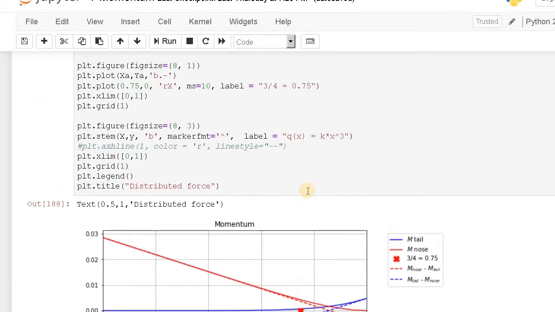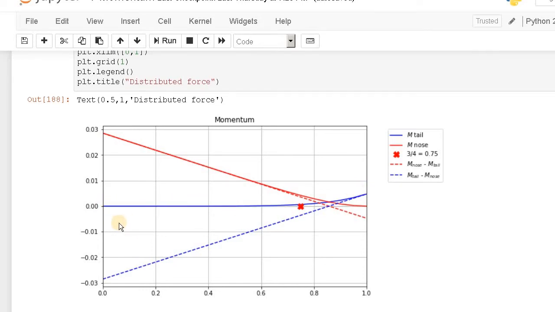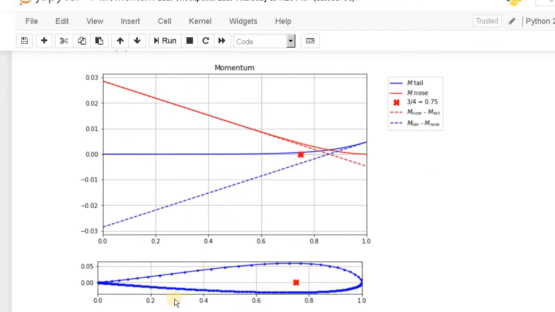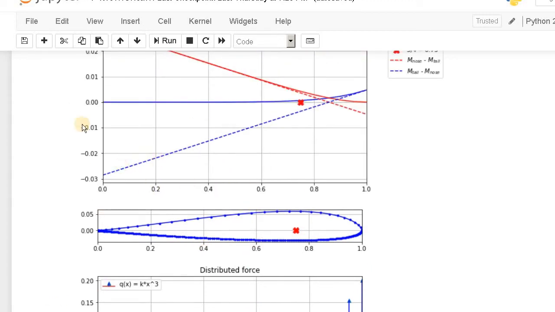So let's talk about the results. It's a bit messy, but actually it's very simple. The force acting on the tail section leads to the momentum, and this momentum is going to be different depending on the point at which you are looking at it. If I plot this graph, we're going to have the blue curve, with almost zero momentum. So this is the airfoil section, and this is the force distribution acting on this airfoil. I have a different force acting on each element. And here is the graph of the momentum.